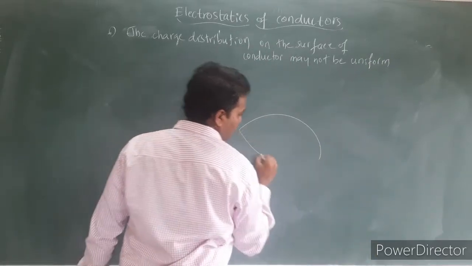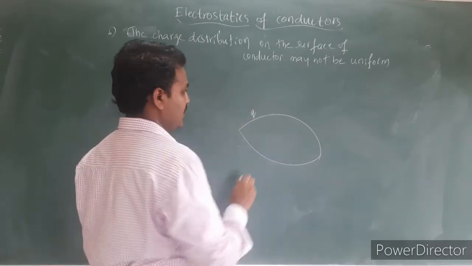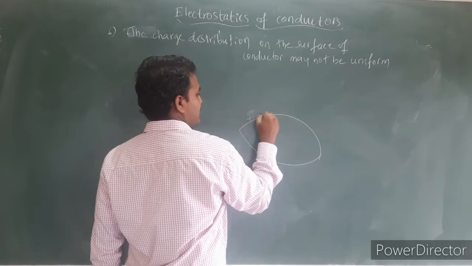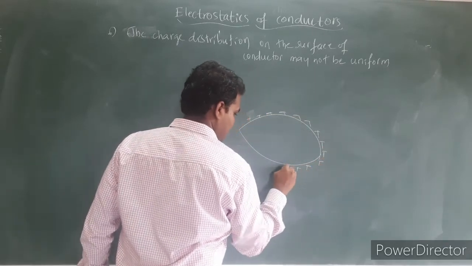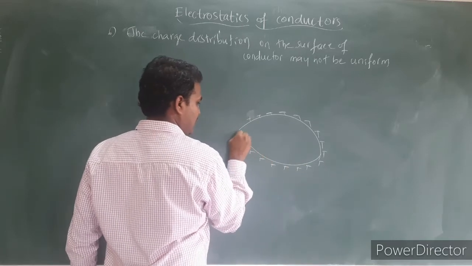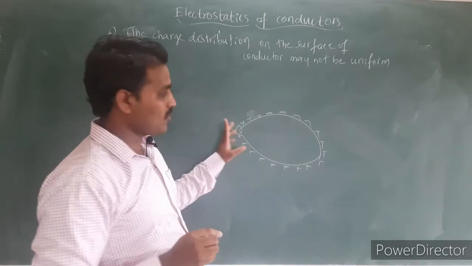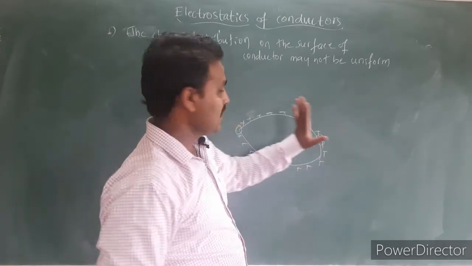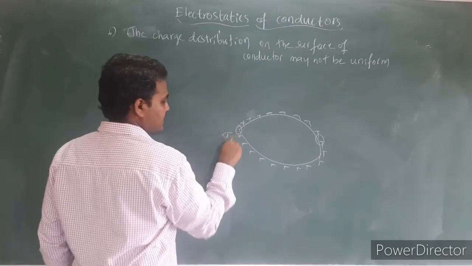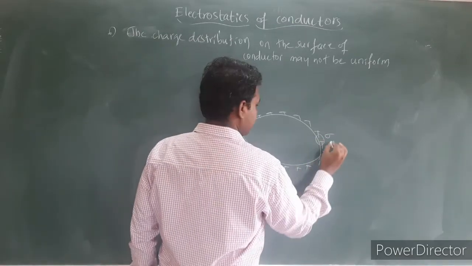Even though I have the charge of Q here, let us consider the surface is having some charge distributed like this. If I consider this part of the conductor, the area is very, very small. If I consider this part of the conductor, the area is more here. So the surface charge density at this point is very large compared to the surface charge density here.